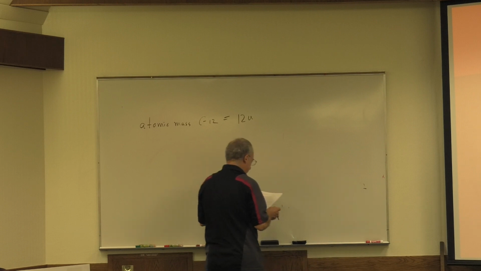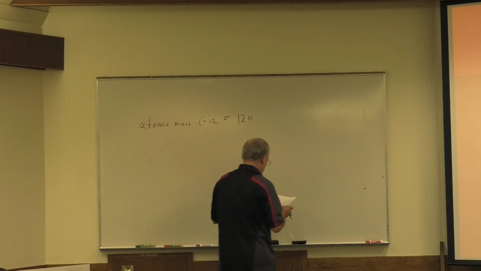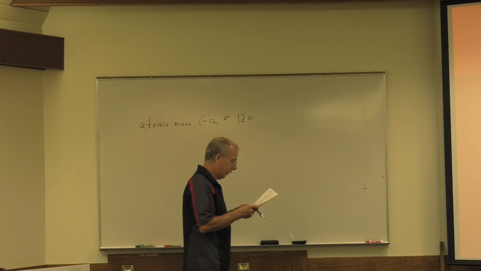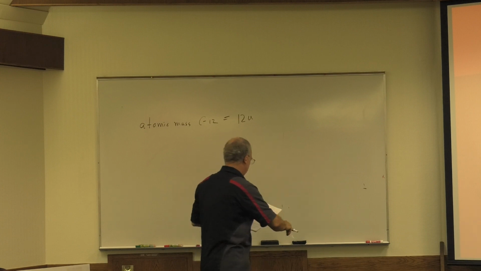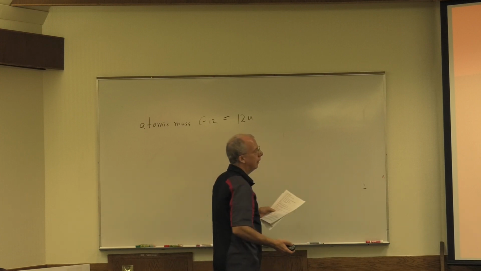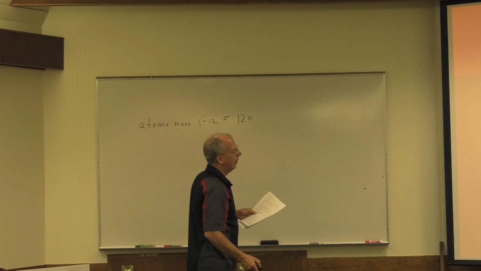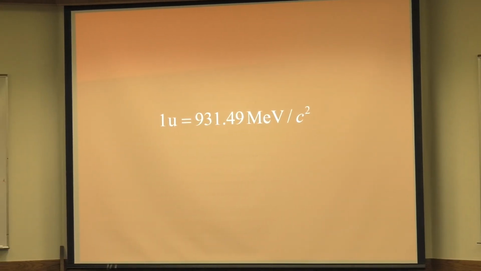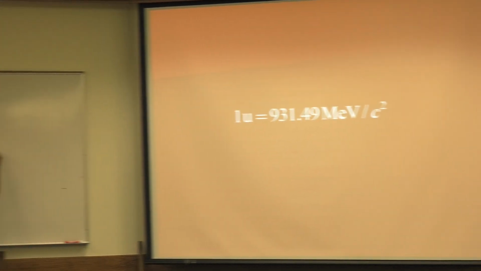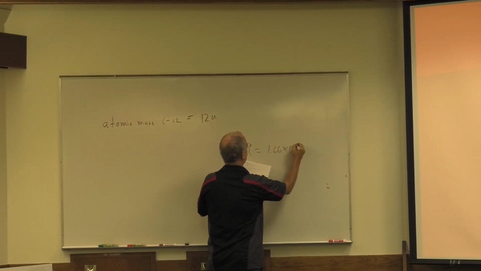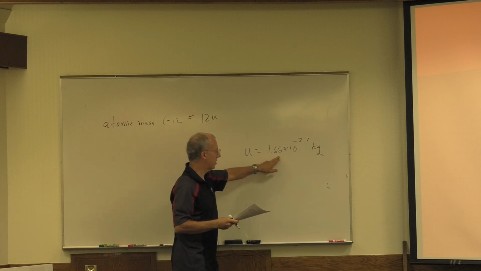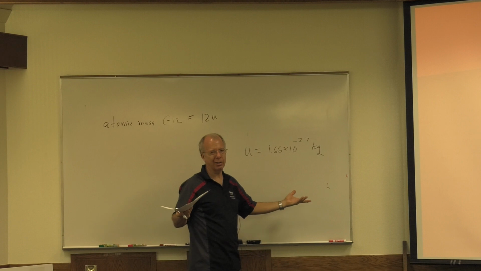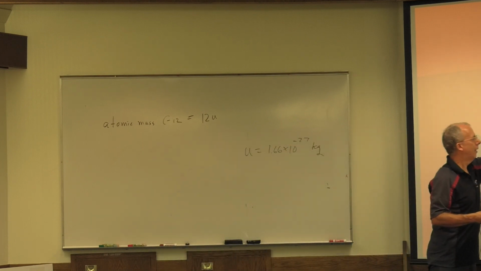Here's another way to express U, but I never remember this because I never use it: 1 U equals 1.66 times 10 to the minus 27 kilograms. Who cares? Again, it's more convenient to use energy units, so we'll always use that.